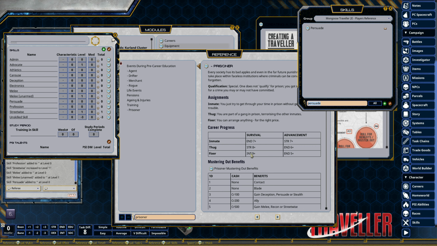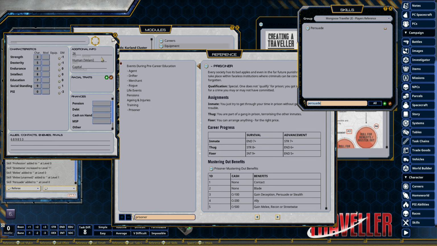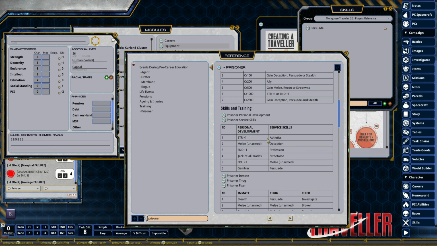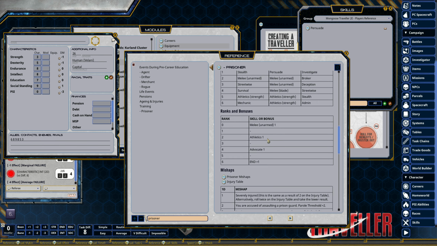Next I have to roll to see if I can, quote-unquote, survive, or do I have some sort of mishap. So intellect, I need a 9 or higher. Ouch. As you can see right here, fixer, intellect 9. So I have to roll a 9 or higher. I rolled the wrong thing. I rolled endurance. Never mind, ignore that roll. There we go. Intellect. I got a 4. So I had a mishap.